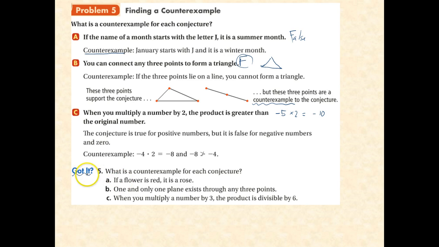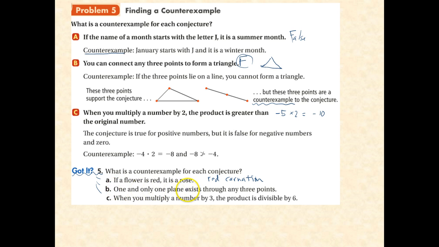Okay, pause it and see if you can find a counterexample for each one of these conjectures. Push play when you're ready to see them, or at least the ones I come up with. Alright, if a flower is red, it is a rose. How about a red carnation? There's a flower. It's red, and it's not a rose.